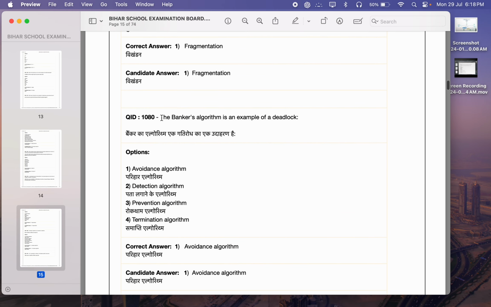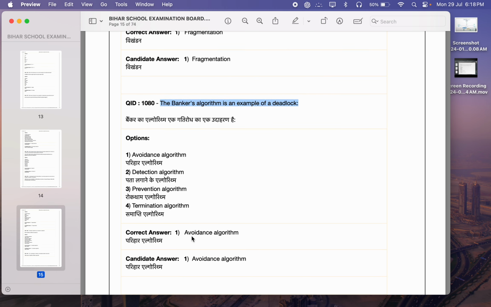Okay, now what is Banker's algorithm? Banker's algorithm is an example of deadlock avoidance. So, I mean, you can learn it actually. What Banker's algorithm does is it will try to avoid your deadlock.